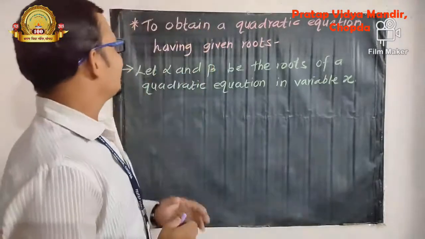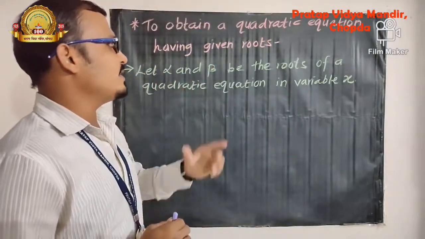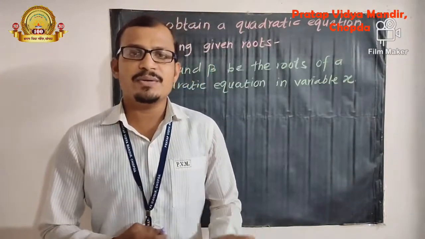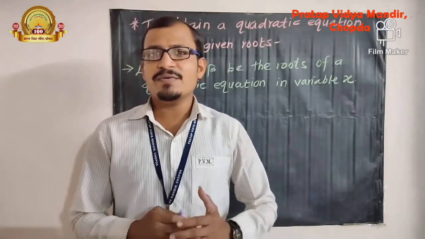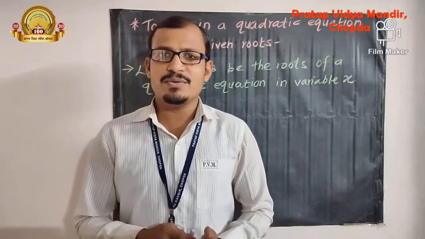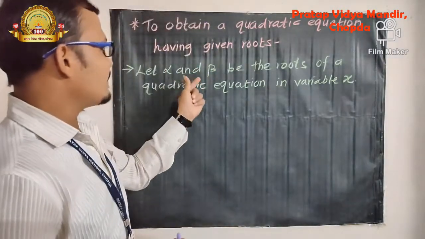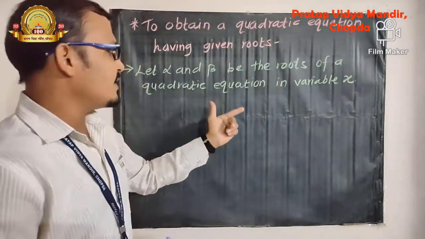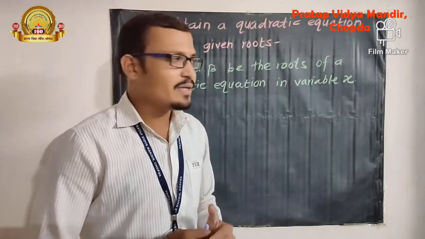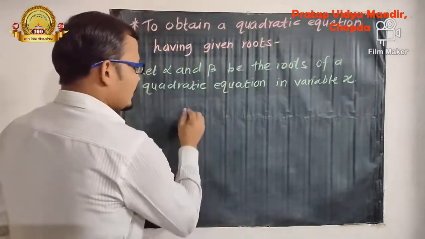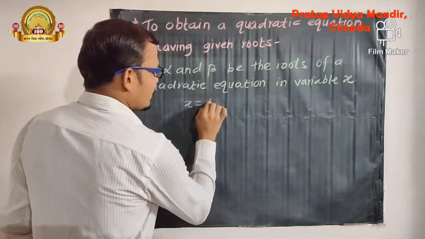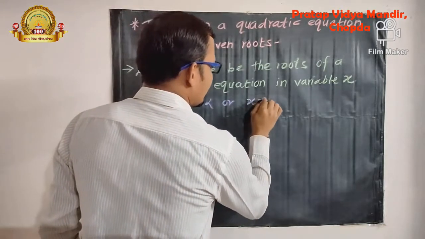Our last topic is to obtain a quadratic equation having given roots. Friends, if we have given any two roots, then how can we find a quadratic equation from that two roots? For that, suppose alpha and beta be the two roots of a quadratic equation in variable x. Then what can we write from this? We can write x is equal to alpha or x is equal to beta.